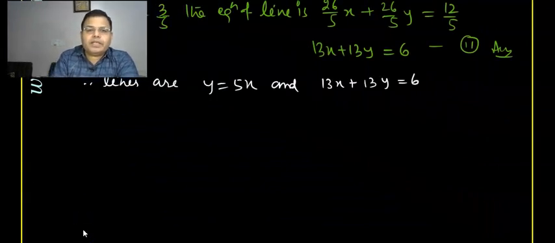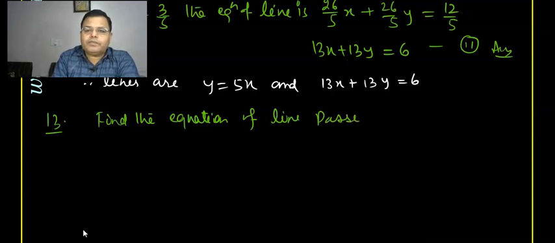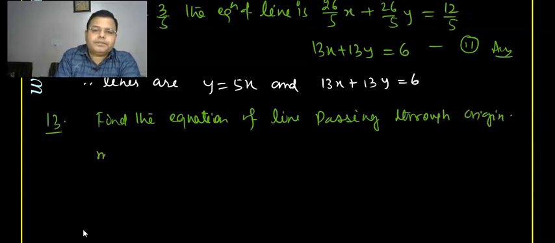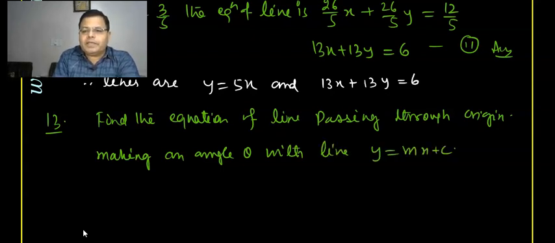Now let us solve some other questions, and the question is question number 13. Find the equation of line passing through origin and making an angle theta with the line y is equal to mx plus c.